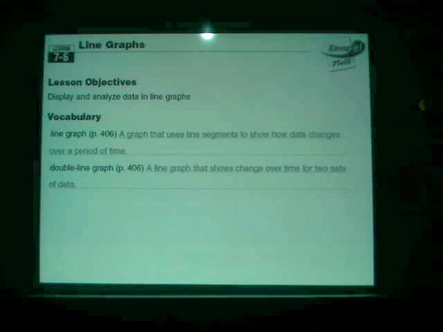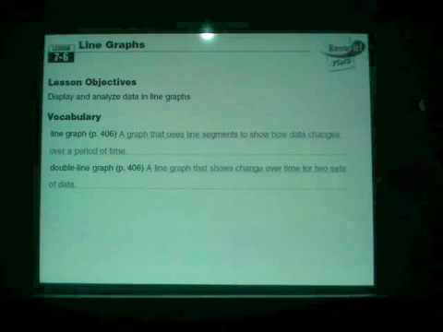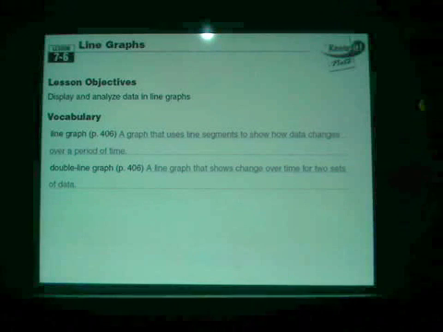So our two essential vocabulary words here are line graph, which is a graph that uses line segments to show how data changes over a period of time, and double line graph, which is a line graph that shows change over time for two sets of data. Again, a line graph is a graph that uses line segments to show how data changes over a period of time, while a double line graph is a line graph that shows change over time for two sets of data.